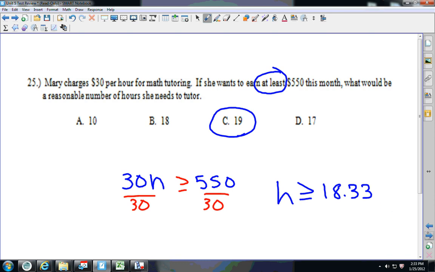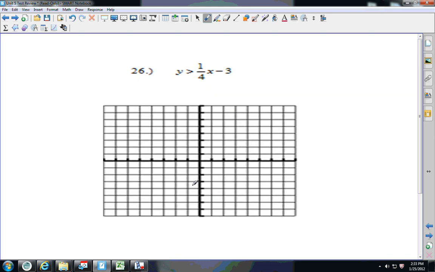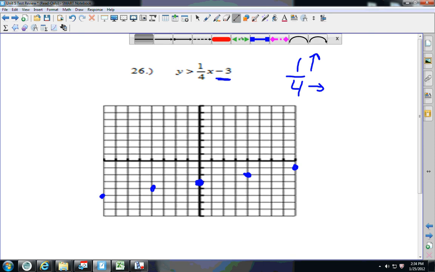The next one, right here, graphing this, you're going to graph the y-intercept, -3. The slope is 1/4. That tells me to go up 1, to the right 4. So I start at my y-intercept and go up 1 to the right 4. I can go backwards. Down 1 to the left 4. Now, do I use a dotted line or a solid line? It does not have an equal to bar, so you will use a dashed line.